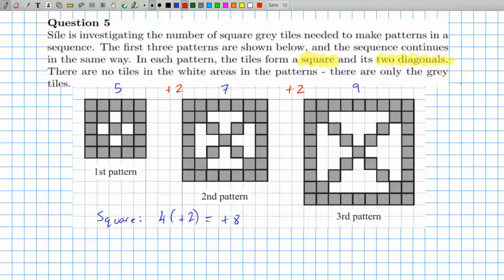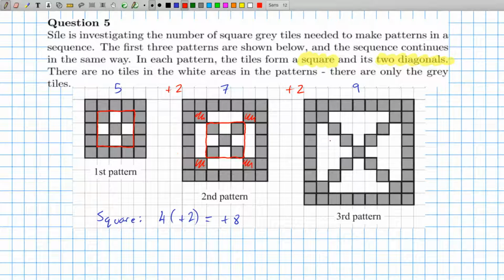Next, let's look at the 2 diagonals. I'm going to call that the cross. The first one, it's got 5 in it, and it's this area here. Moving on to the second one, what's changed, what's different? Well, we can kind of see the existing cross is already there. And just to make the new cross, all we've done is we've added an extra tile on the end of each of these diagonal lines.